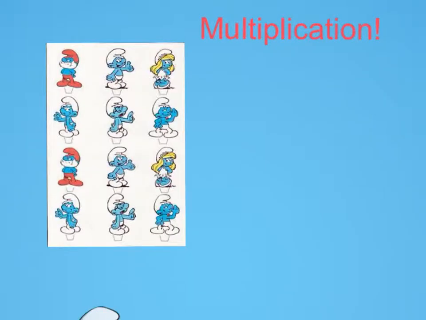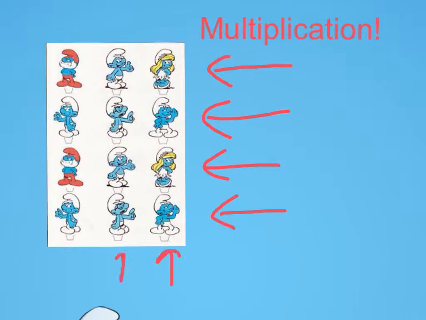Look at this picture of my Smurfs. How could you describe the number of Smurfs in that picture? How many rows are there? And then how many Smurfs in each row? How could we work out the total number of Smurfs?